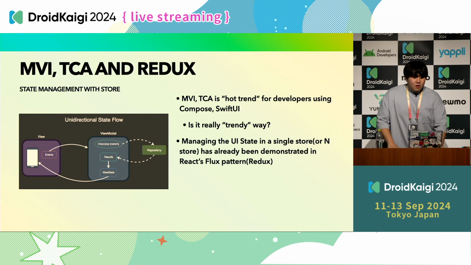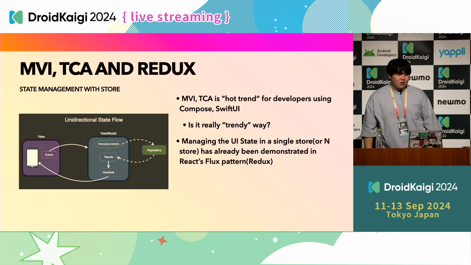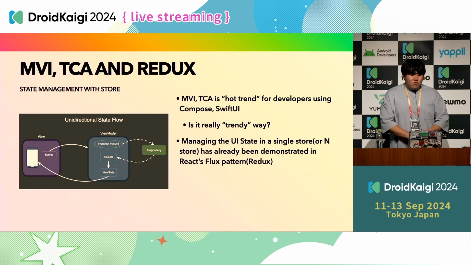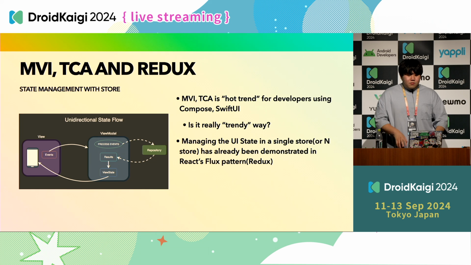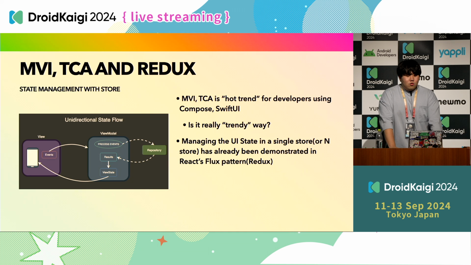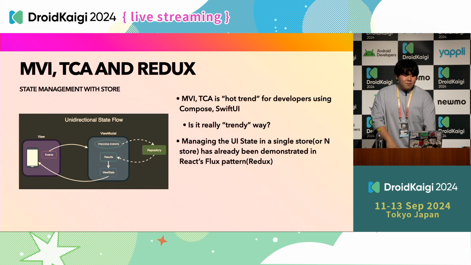I'm not sure about Japan, but in Korea, the MVI and TCA architectures are receiving a lot of attention. To briefly explain MVI or TCA architectures for those unfamiliar, user actions are sent to a state store, where the store processes the actions according to internal logic and updates its state. When a view subscribed to the store detects a state change, it updates the UI accordingly.